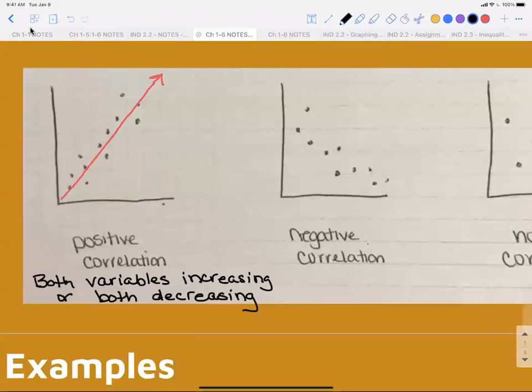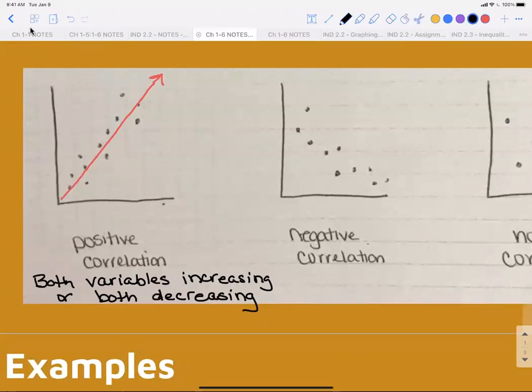Another example of both decreasing is, let's say you eat fewer calories, and so your weight goes down. Well, if your calories are decreasing and your weight is decreasing, that's considered positive correlation, and it gets a little trippy because you think everything's decreasing, it should be negative. If they're doing it together, whether it's up or down, it's considered positive correlation, okay?